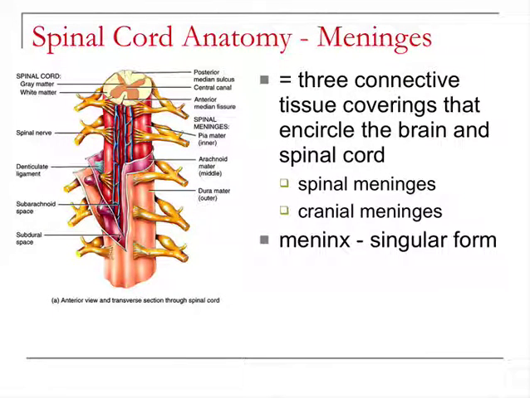Here we can see a picture of the spinal cord, and what we're going to focus on right now are the meninges. The meninges are three layers of connective tissues that encircle the brain and the spinal cord. Around the spinal cord, they're referred to as the spinal meninges, and these three layers around the brain are referred to as the cranial meninges. Meninx is the singular form of the word.